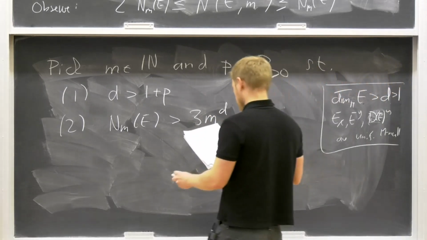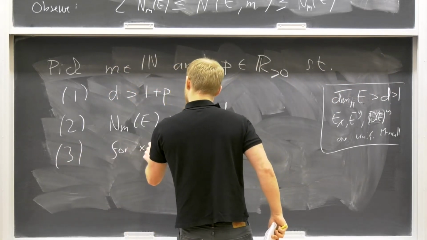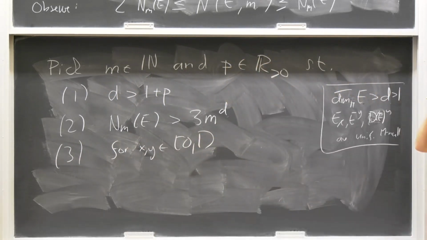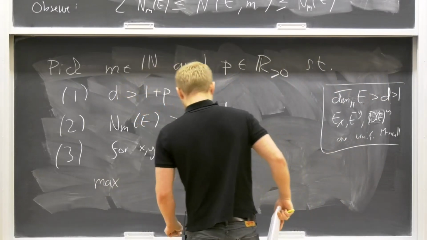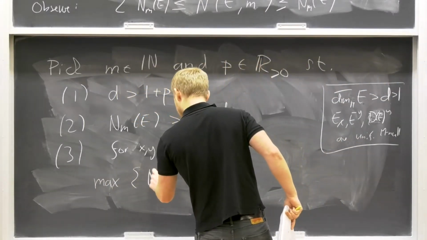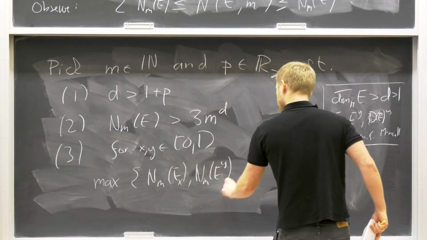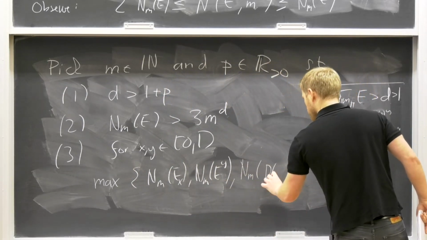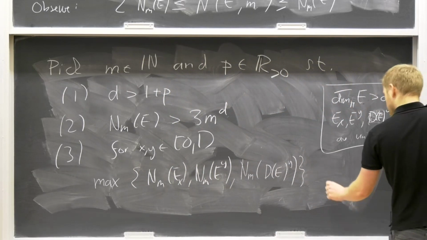And so now the second thing that I'm going to say is that we already know that for each X, Y in 0, 1, these families already are small. So that would give you that the max of N(M, E_X), N(M, E_Y), and now the same for the points of discontinuity, that this is smaller than M to the P.